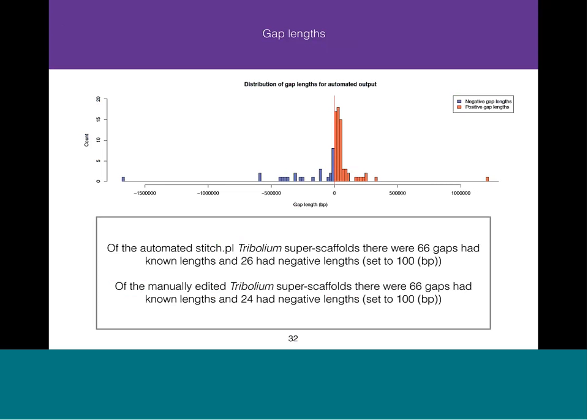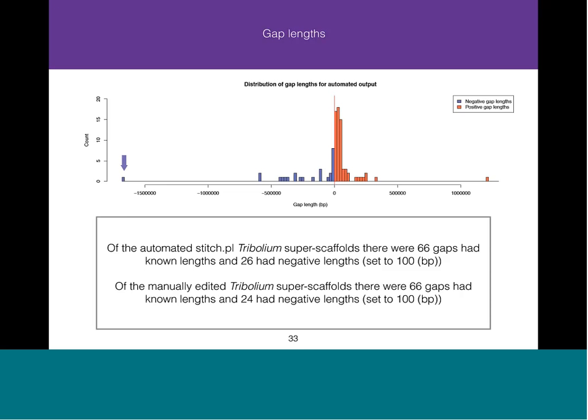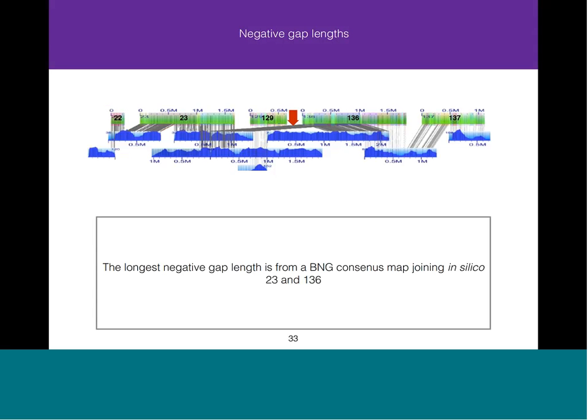As well as breaking some of the extremely small negative gap links. But the really exciting part about this is what the negative gap links seem to indicate. So here we're going to take a look at the smallest negative gap links, and that comes from this alignment, where scaffolds 22 and 23 are from one chromosome linkage group, and scaffolds 129, 136, and 137 from a different chromosome linkage group are shown here.